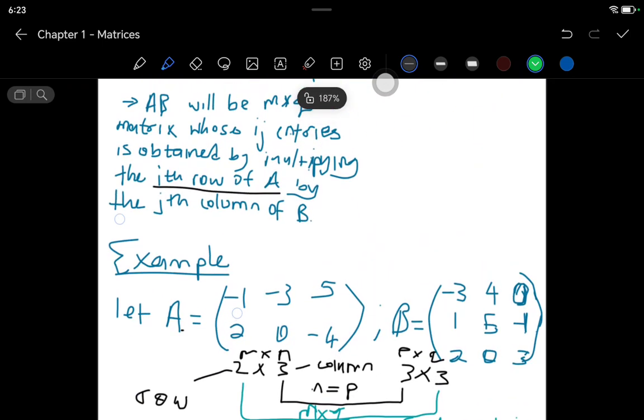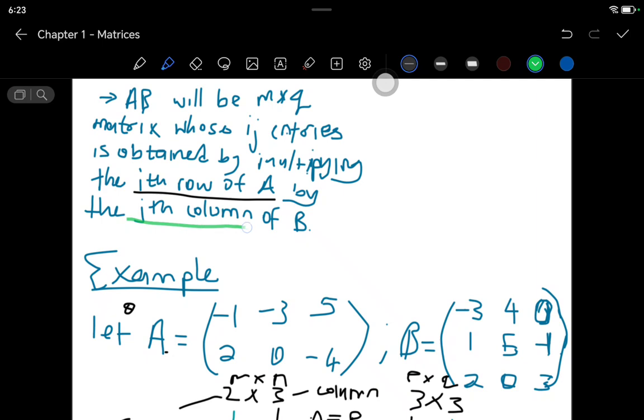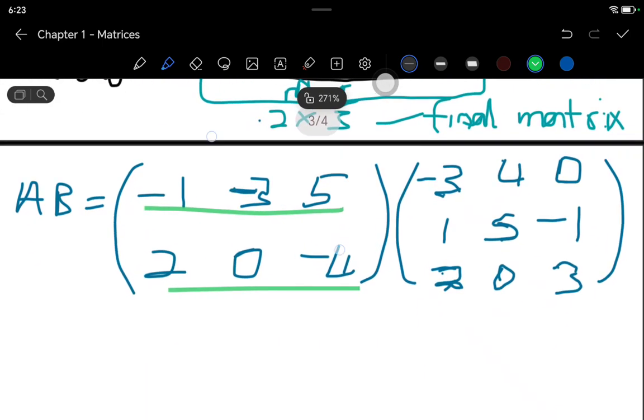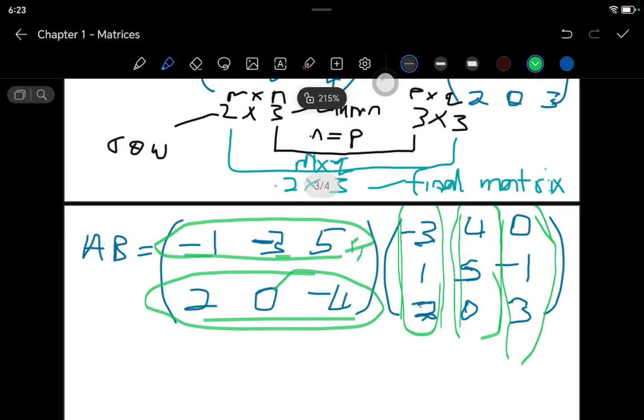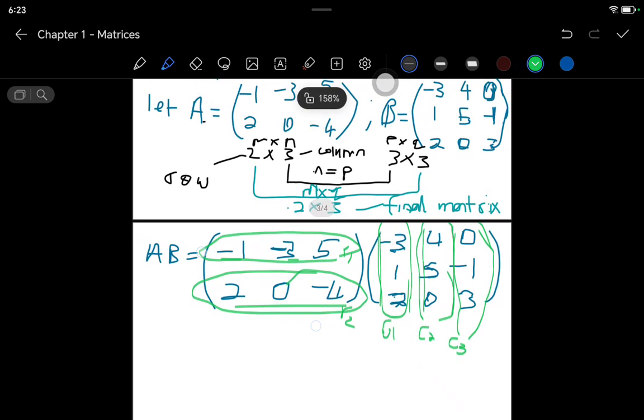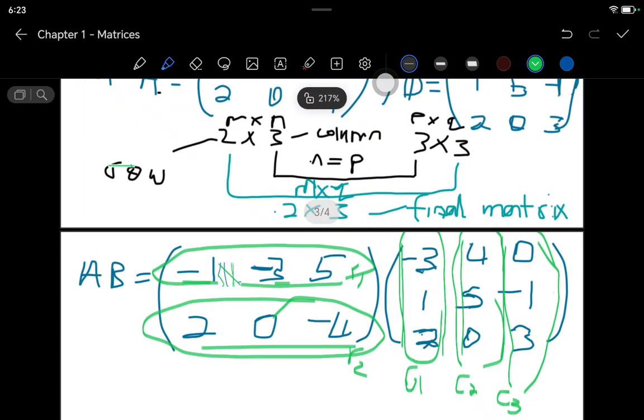And then the second statement says that we're going to multiply by the jth column of B. So when it comes to the matrix B, we're going to focus on the column. You see right now, we're going to focus on the column. So initially, I can just circle this row, circle this column. I know that this is row 1, row 2, column 1, column 2, column 3. So already I know that I need 2 rows and 3 columns for me to get this correct. You see right.